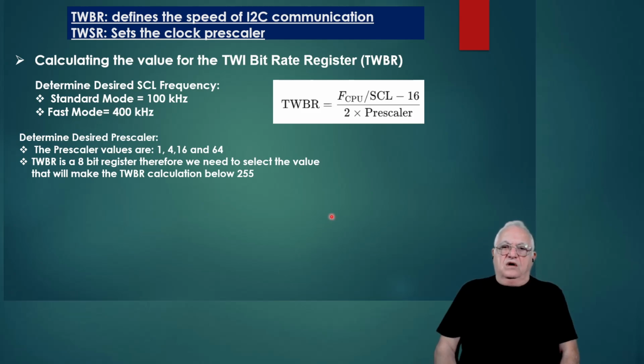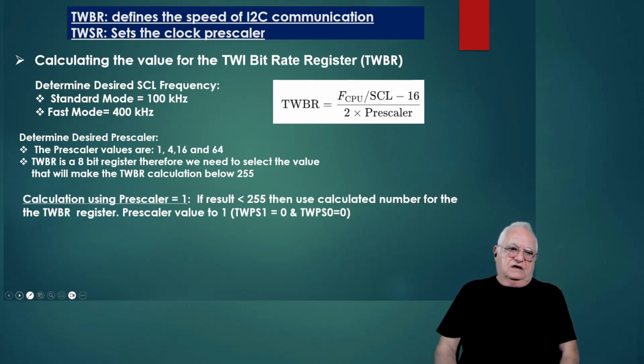Now, how do you go about selecting this prescaler? The TWBR register is an 8-bit register. Therefore, we need to select the value that will make the TWBR calculation less than 255. So basically, this number can be as high as 255. So you make your calculation, and if your calculation is greater than 255, then you put a divide by prescaler to make it fit in this register.